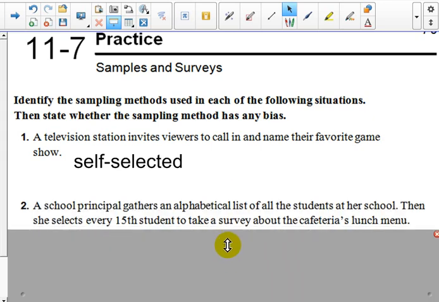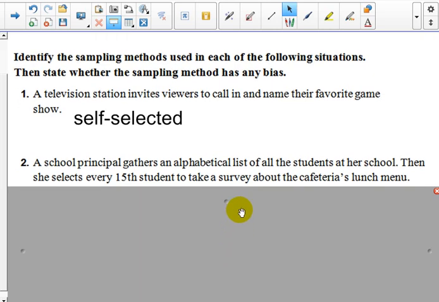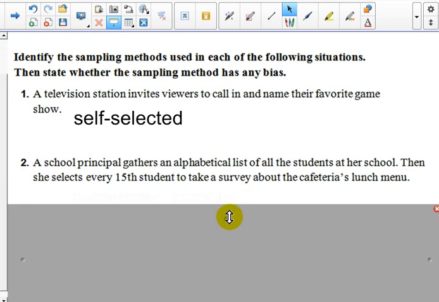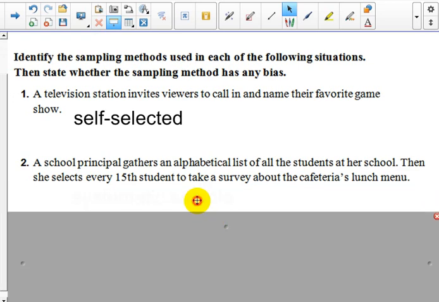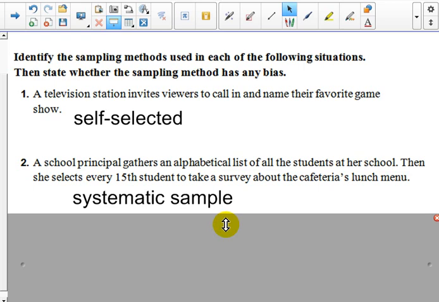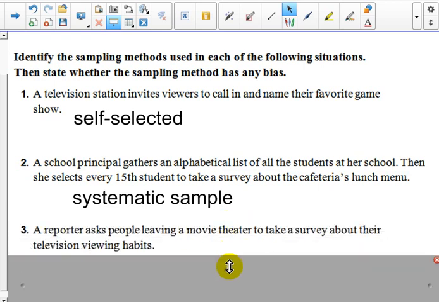Okay, number 2, a school principal gathers an alphabetical list of all the students at the school. Then he selects every 15th student to take a survey about the cafeteria's lunch menu. So what kind of sample is that? Okay, would it have bias? No, it would be probably the best way to do a cafeteria sample at that school.